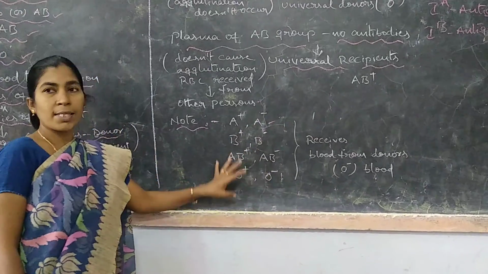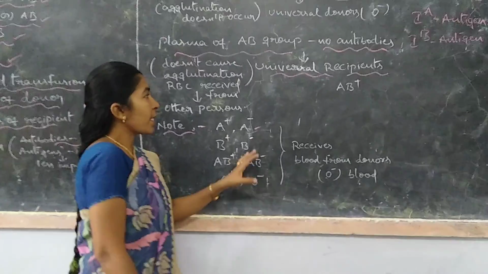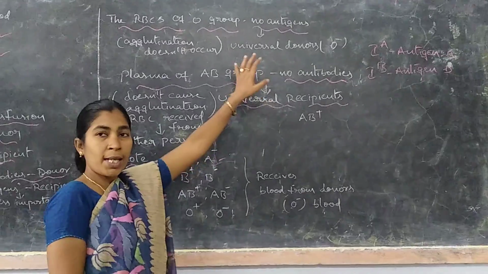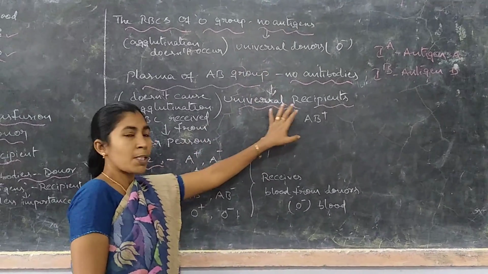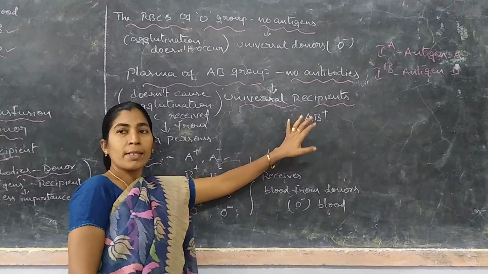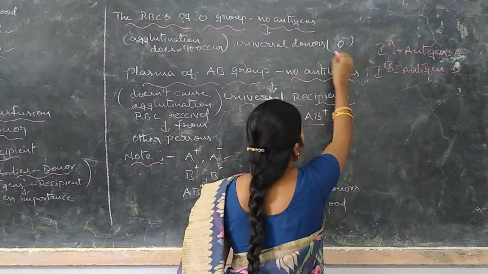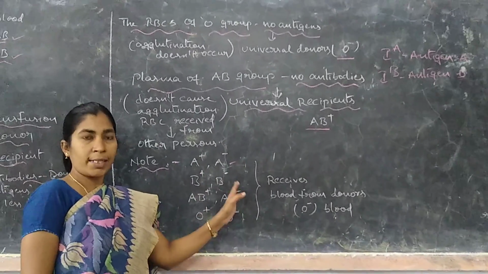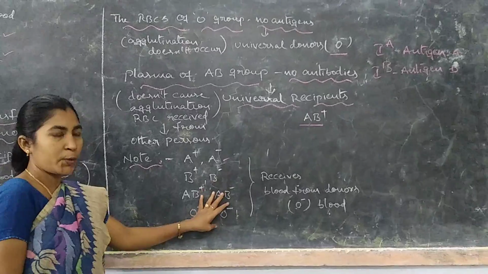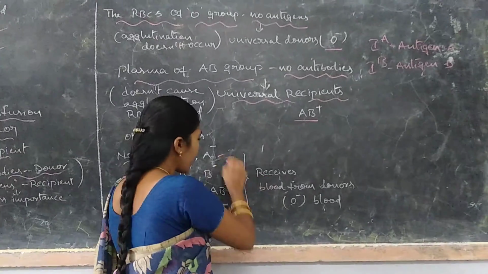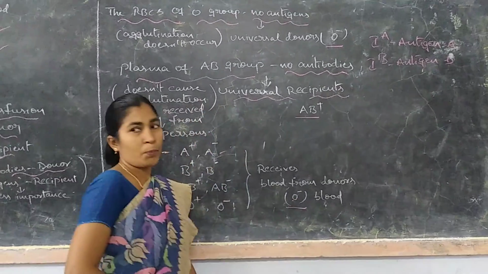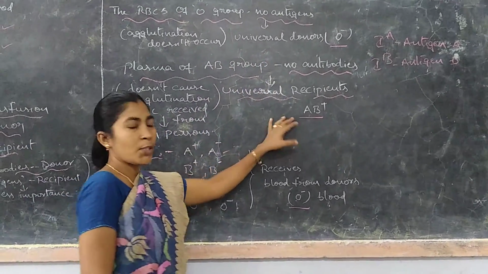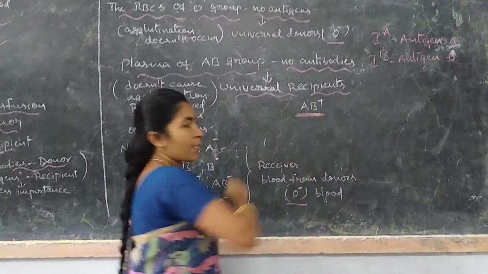Among these persons, we can say that O blood group persons are universal donors and AB blood group persons are universal recipients. But we can observe a small variation. Why? Because here there are positive and negative persons. So O negative blood group is the universal donor, and AB positive is the universal recipient.